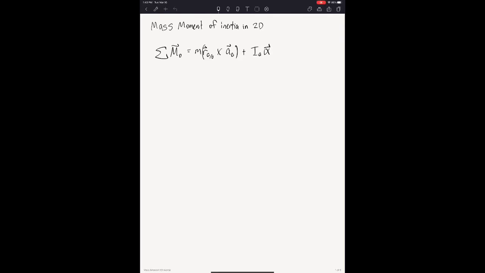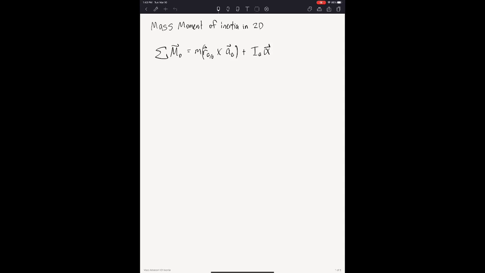All right, everybody. So today we're going to be talking about mass moment of inertia for 2D problems specifically. The concept of mass moment of inertia is important in 3 dimensions in general, but I want to show you how to solve these 2-dimensional problems, so we're going to be focusing on the 2D case.